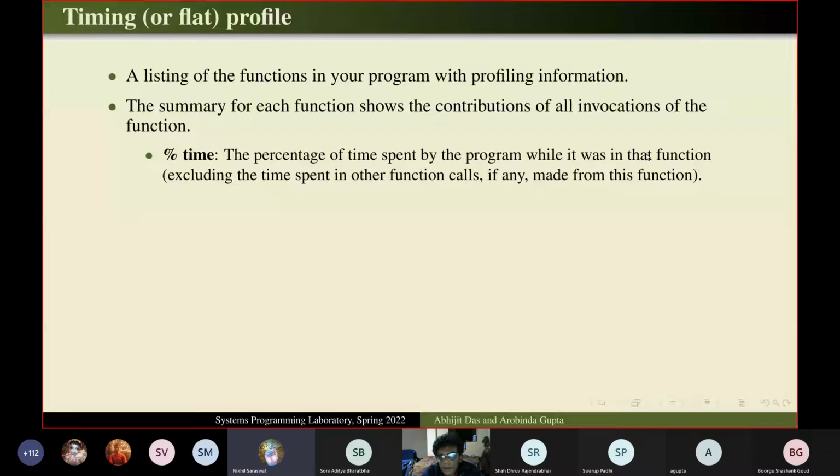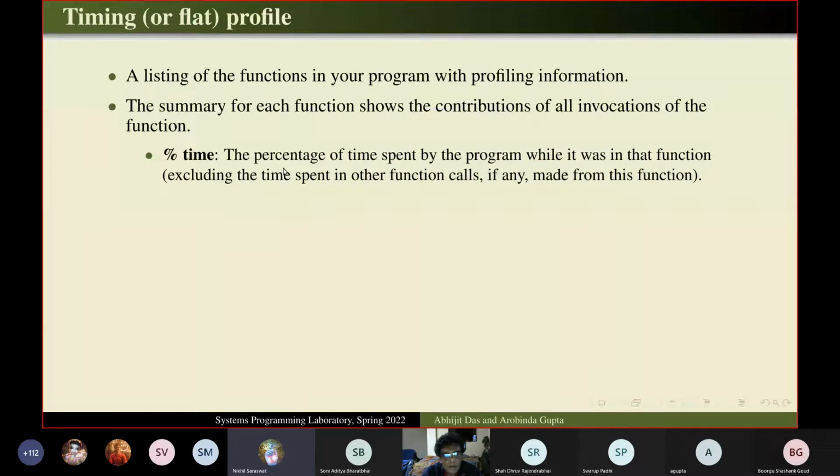Only when the execution was in that function, forget about the time spent in the called functions and caller functions. So that is called the percentage of time.